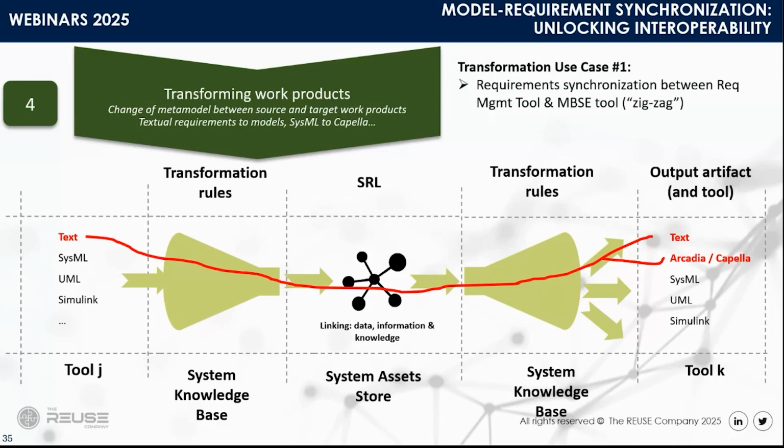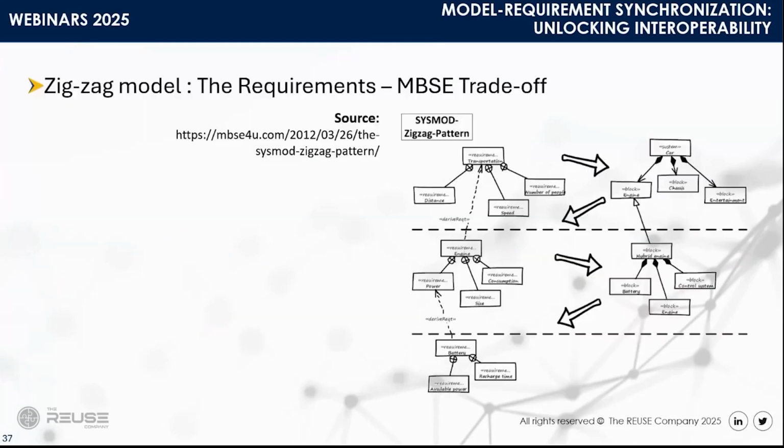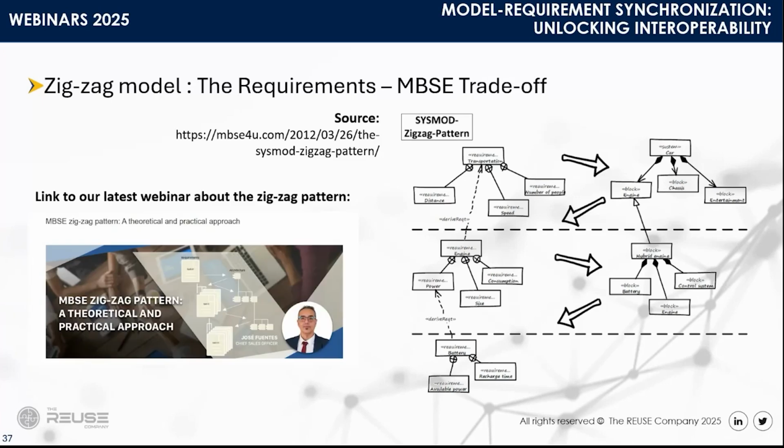I'm including a link after about this if you're interested in this approach. So the Zig-zag model or Zig-zag pattern is representing how we flow requirements to the models to trace the information to the modeling elements, and then flow them back to the requirements management tool to build the lower level elements and so on. So this is presented in a webinar that I'm including the link for here in this slide.